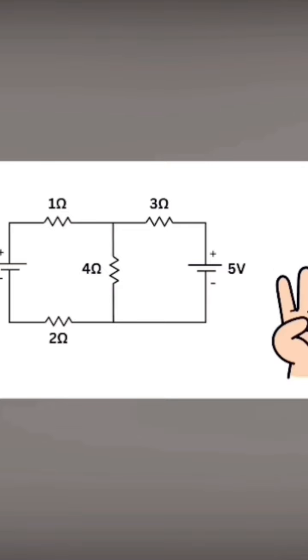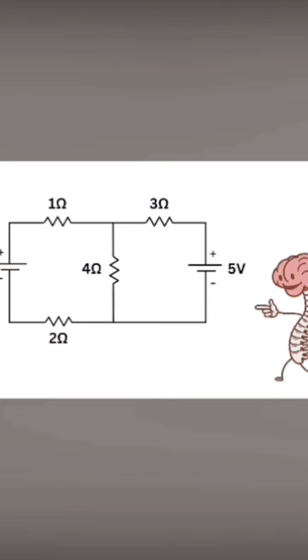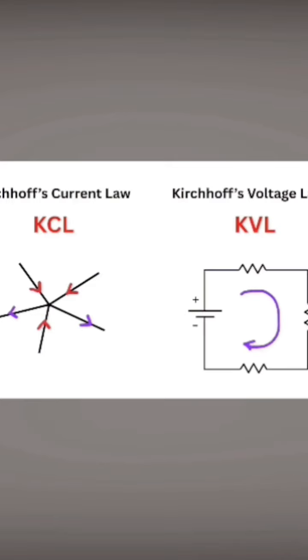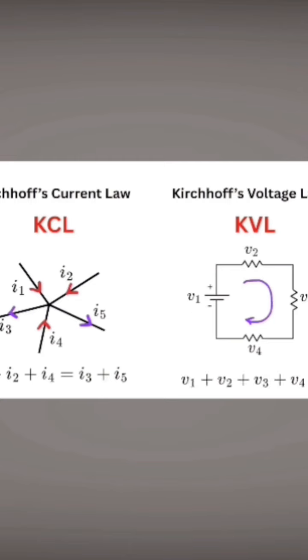Two laws that are fundamental and form the backbone of circuit analysis in this universe are Kirchhoff's current law, or KCL, which we also call the junction rule, and Kirchhoff's voltage law, or KVL, which we also call the loop rule. KCL says that the total current entering a junction or a node is equal to the total current leaving it, because charge cannot appear or disappear at a junction, and KVL says that the sum of all voltages around any closed loop in a circuit is zero because the energy is conserved.